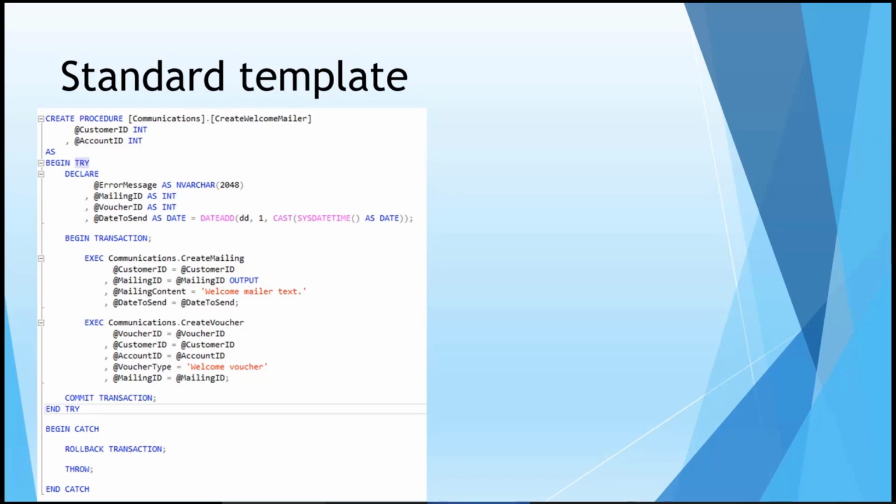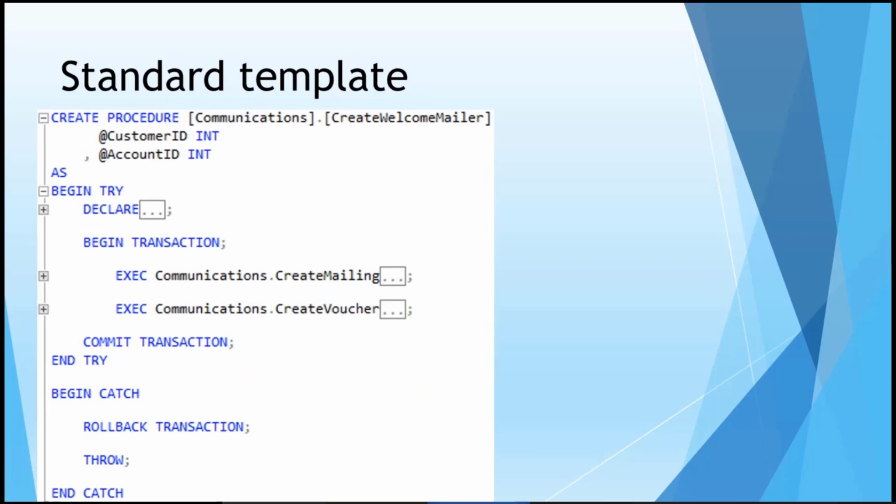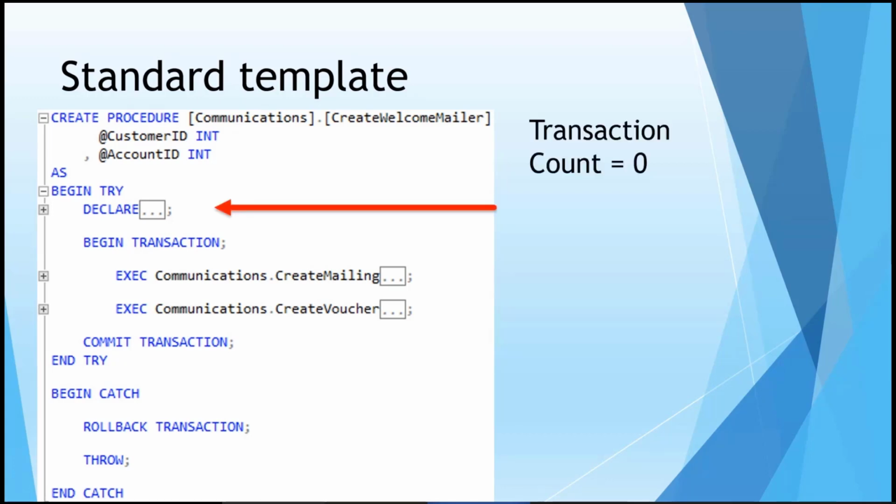But to make it a little easier to follow along with, I'm just going to collapse some of that code so it's all just a bit simpler there on the screen. So when we start off executing this, we begin with a transaction count of 0. When we begin the transaction, that'll tick up to 1. We'll try to create the mailing. That works. We try to create the voucher, and that fails.